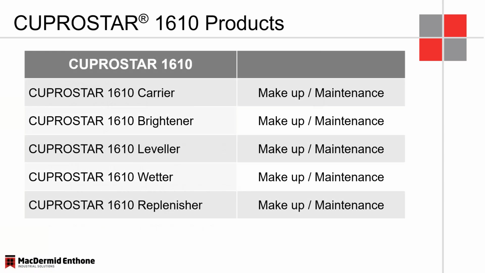These are the products that make up the CUPROSTAR 1610 process. So I have my carrier, brightener, leveler, wetter, and replenisher. In this system, I am able to combine my carrier and brightener together in the feed. If leveler, wetter, and replenisher are needed, they can either be added via dosing or over the side.